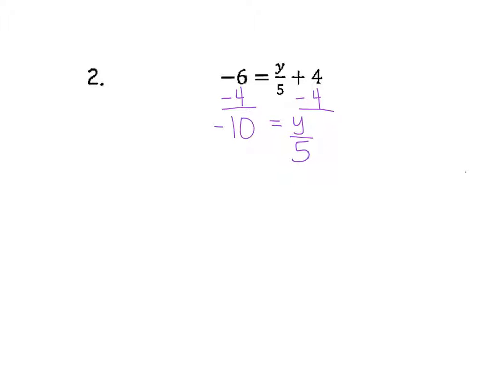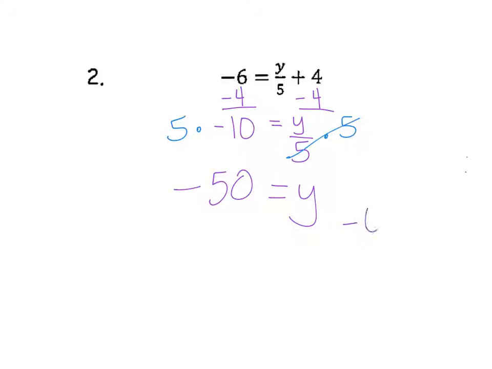Now I have the 5 that's on the denominator, and I do what to get it to the other side? Multiply or divide? Multiply. I'll do it in blue. So these 5s will cancel. And then my answer is 5 times negative 10. Negative 50 equals y.